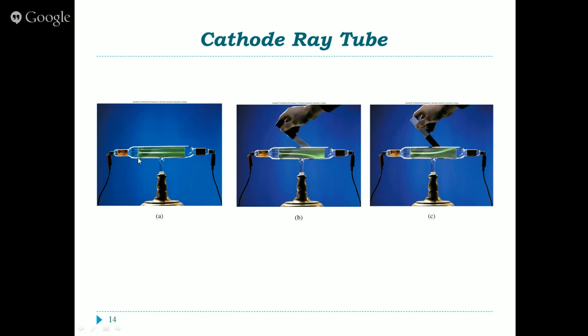So here we have smaller cathode ray tubes, and these were what old school TVs used to be made of. They used to be so huge because they needed the cathode ray tubes in them. So here I have the beam of particles. I'm not applying any external field.